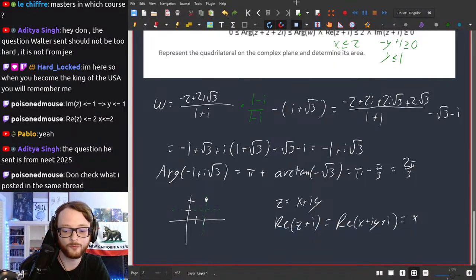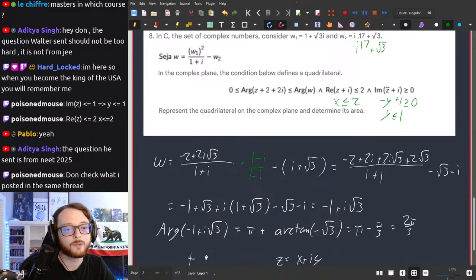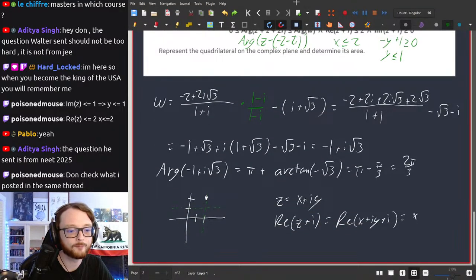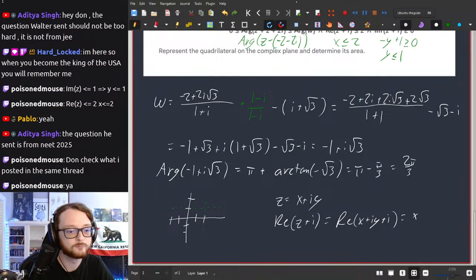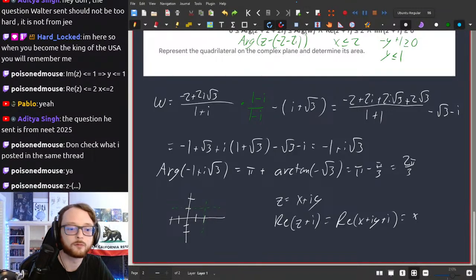Stupid mistake. The thing I didn't know was to rewrite it like this. So I was looking at positive 2 plus 2i. I should have been looking at negative 2 minus 2i. Okay, this makes sense now. So at this point, we have an angle of 2 pi over 3.